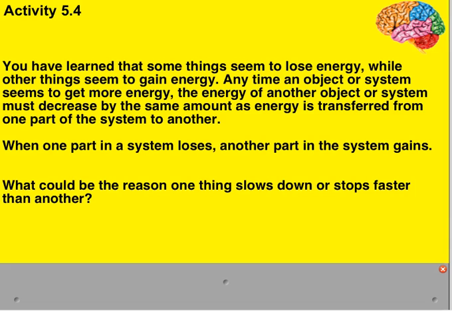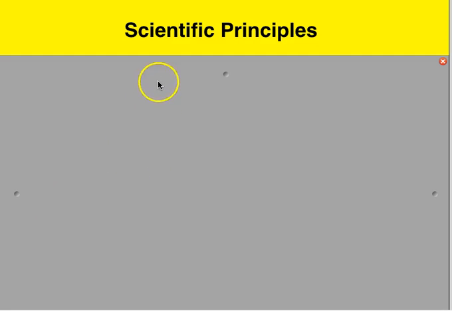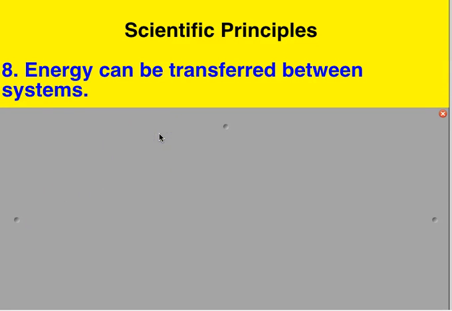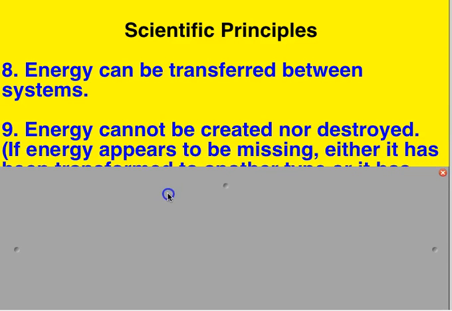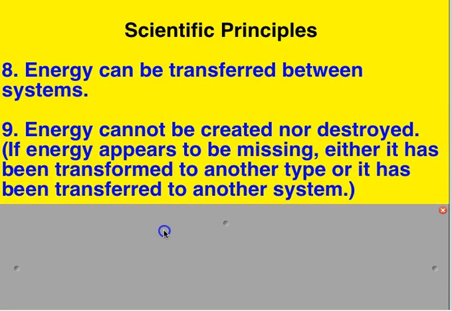And the last thing I want to do today is add some scientific principles. Energy can be transferred between systems. Energy cannot be created nor destroyed. And if energy appears to be missing, either it has been transformed to another type, in other words, converted, say, from GE to KE and back and forth, or it has been transferred to another system, like the basketball might have transferred it to the racquetball, if you consider them to be two separate systems.